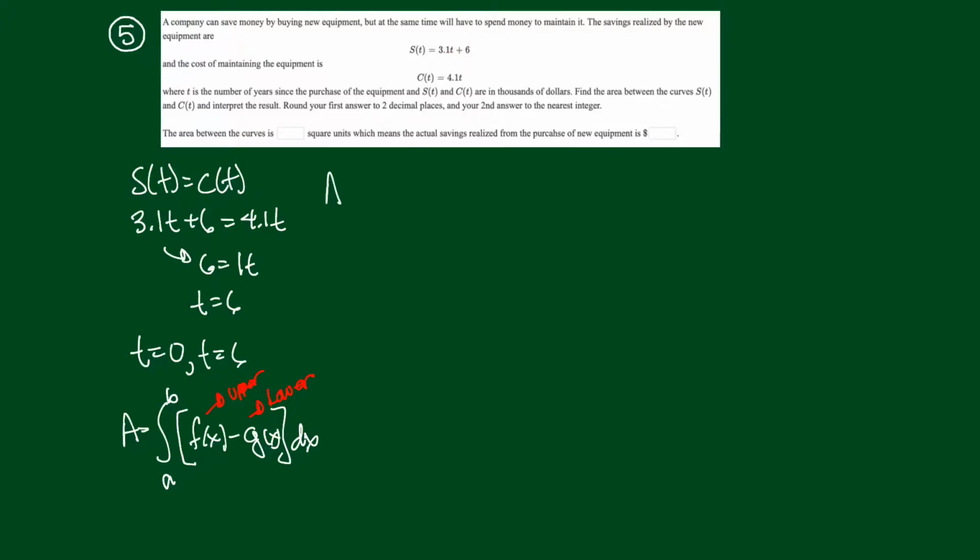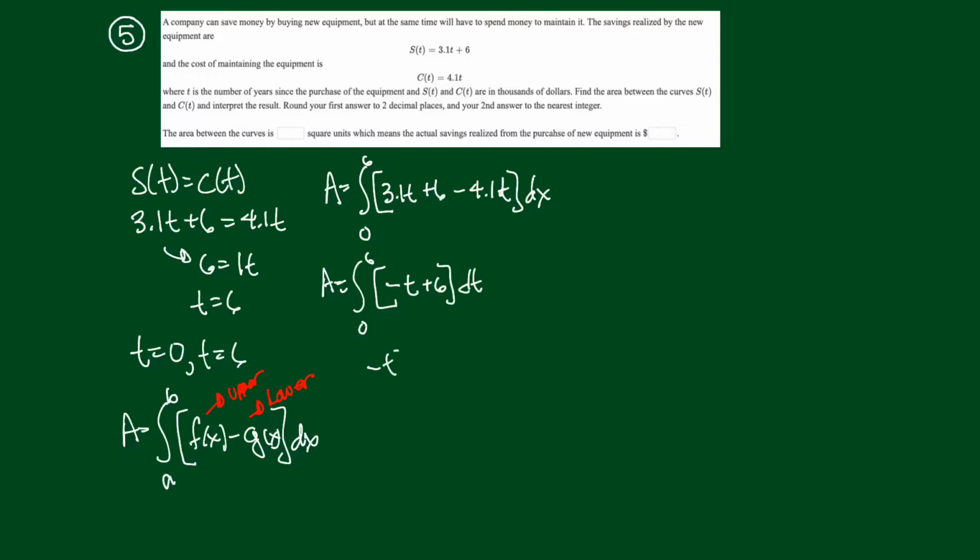So I'm going to write the area now between these two curves as 0 to 6 of the upper curve, 3.1t plus 6, minus the lower curve, 4.1t dt. We can simplify a little bit here, right? From 0 to 6 of, now, 3.1t minus 4.1t is just negative 1t, or just negative t, plus 6 dt. We can evaluate this one. How about negative t squared over 2 plus 6t from 0 to 6?